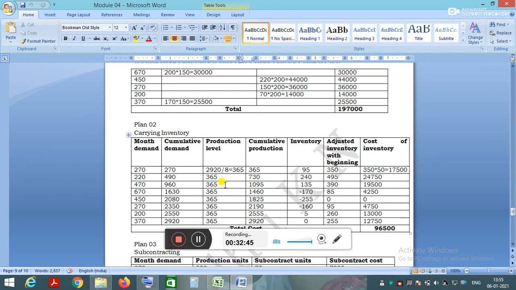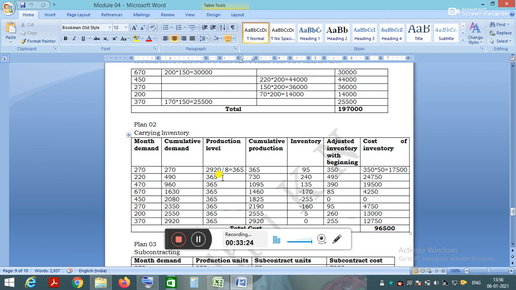First, we plan that we produce 365 products every month so that the remaining products can be carried to the next month. If we produce 365 products in each month, the cumulative production will be 365 plus 365, which is 730. 730 plus 365 is 1095, plus 365, and so on. Add 365 products in each month. Finally, at the end of the 8th month, we will have 2,920 products.